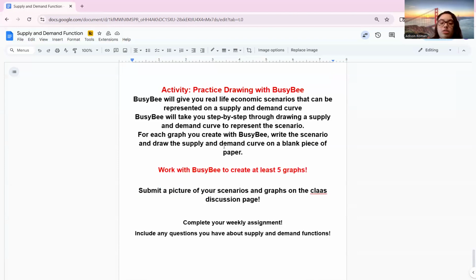You do have to go through at least 5 graphs with BusyBee, and then you are going to submit a picture of your scenarios and the graphs on this class discussion page. So you will see that in the folder with all of this week's materials. And last but not least, you are going to complete your weekly assignment. Include any questions you have about the supply and demand functions.